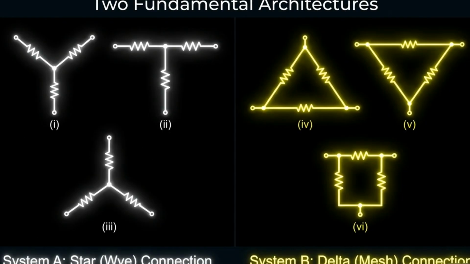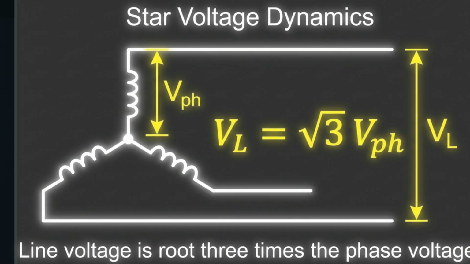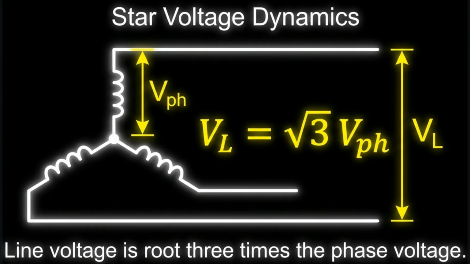There are two fundamental architectures in three-phase systems, the star, or Y, connection and the delta, or mesh, connection. Each configuration serves different purposes in power distribution. In a star connection, three similar ends connect to a common point, creating a neutral point. A key data point for this configuration is that the line current equals the phase current. Regarding voltage dynamics in a star connection, the line voltage is root 3 times the phase voltage.